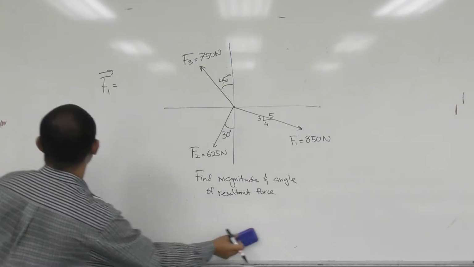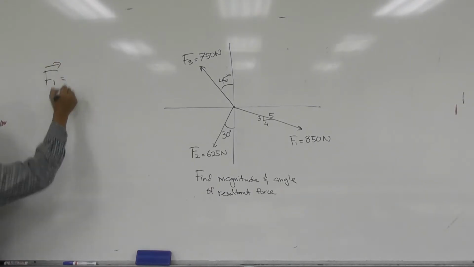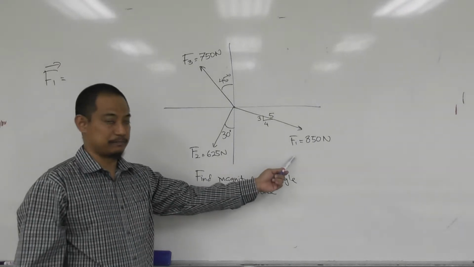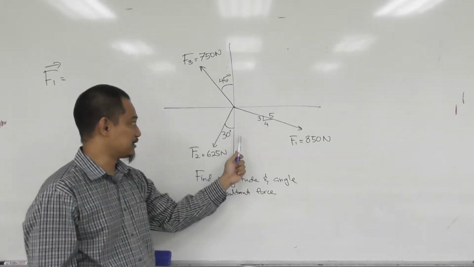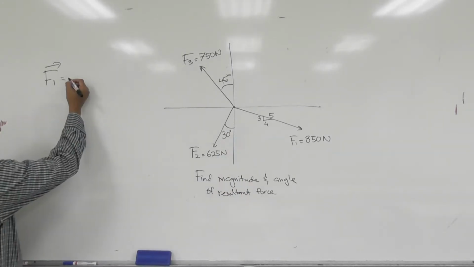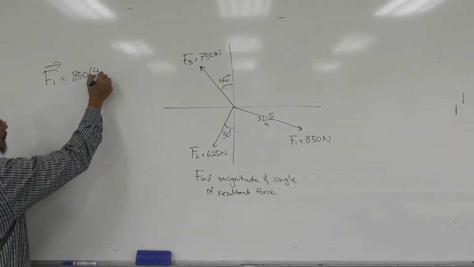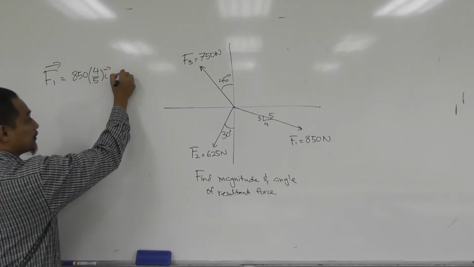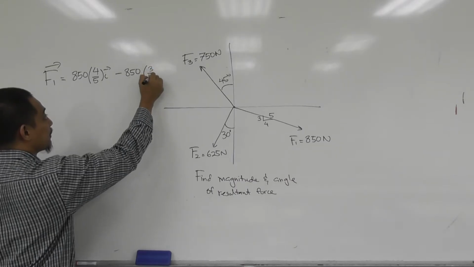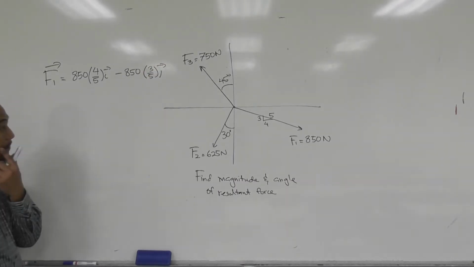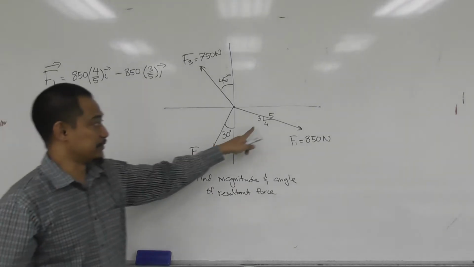Okay, let's go here. F1. How to express this in Cartesian vector form, right? So you have x component, y component there, right? So x is positive, y is negative. So you have 850 times 4/5 i minus 850 times 3/5 j. Right? Again, make sure you know how to use this triangle here.